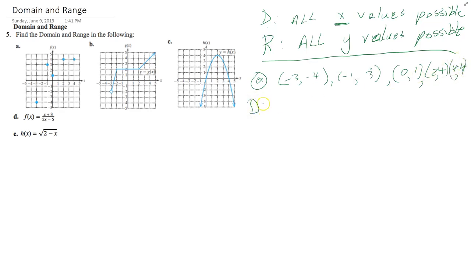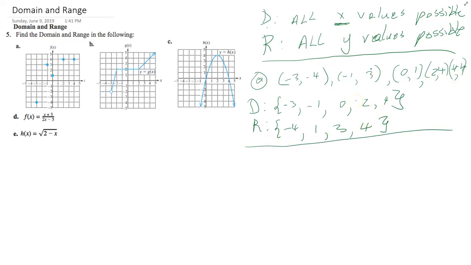For your domain, you'll find all the x values in order from smallest to largest, in order. Order is important, okay? No repeats. Negative 3, negative 1, 0, 2, 4. We're done, right? You arrange all the y values in order. Negative 4, next one is 3. But following that is 1, so we don't want to write the 3 before the 1 because you want to go in order. Next, we have a 4, and we have a 4. Write the 4 only once, right? And we're done. We're done with part A.